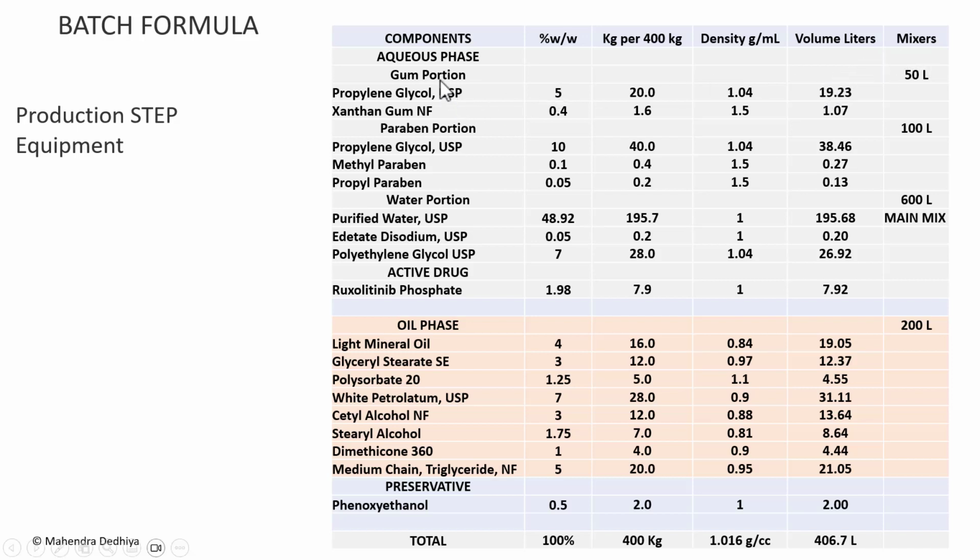50 liter for gum portion, 100 liter for paraben portion, 600 liter main tank used for purified water as well as entire aqueous phase and emulsion. Oil phase is prepared separately into a 200 liter tank. Preservative is added to the emulsion. We have now rearranged the steps in order of manufacturing or sequence.